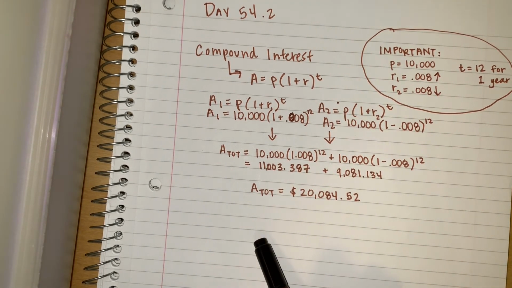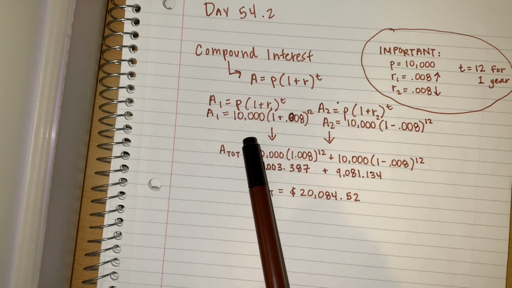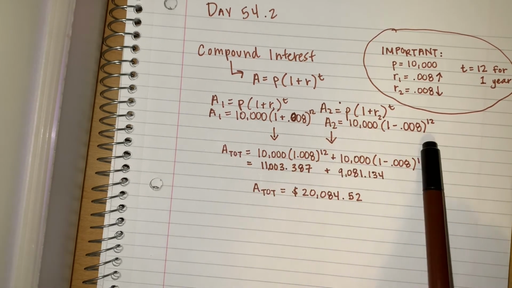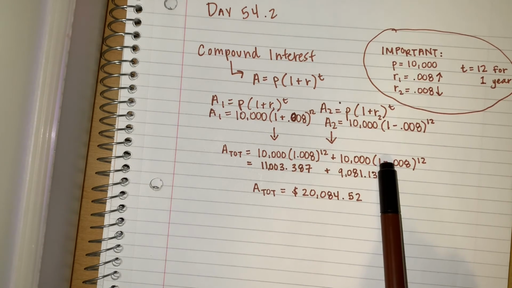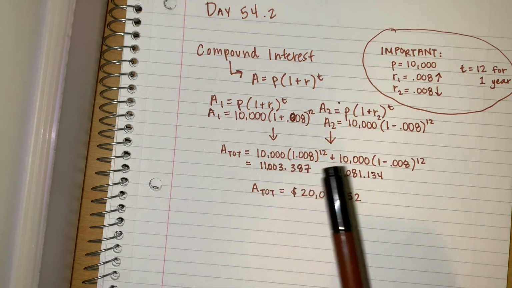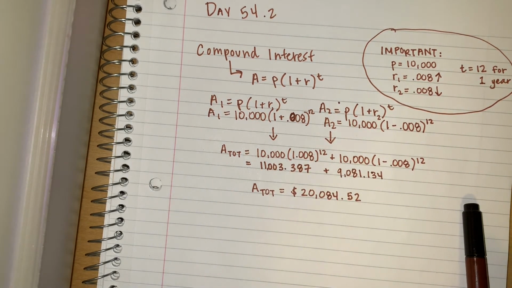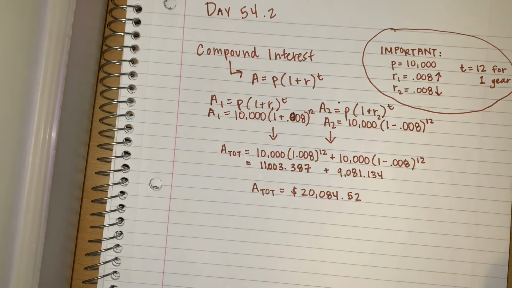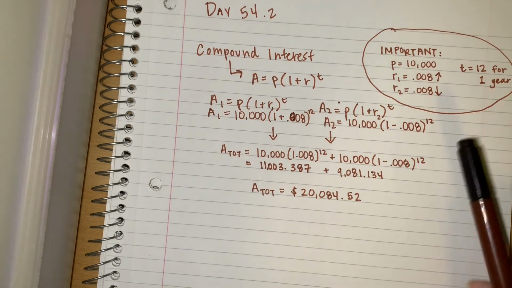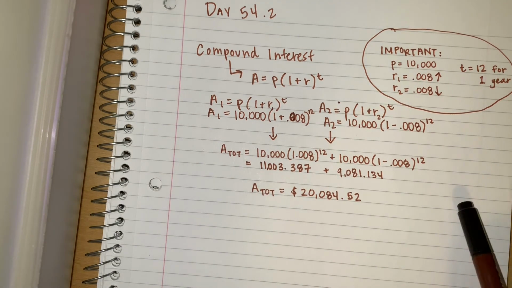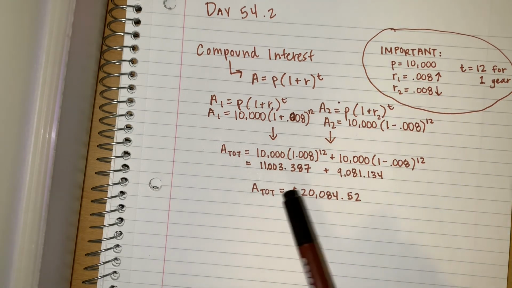Since we're trying to find the total, we bring what we did here and what we did here and add them together. What's really helpful with these types of problems is a calculator. You could do it with algebra, and it's actually really easy with just basic algebra, but just for time's sake, you can do it on a calculator. So that's what I did.